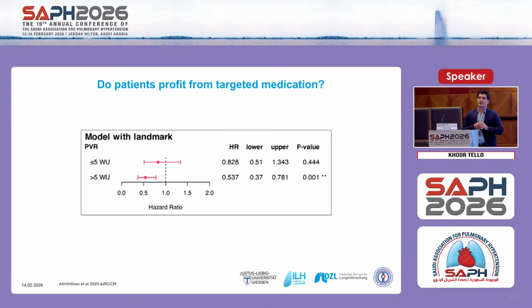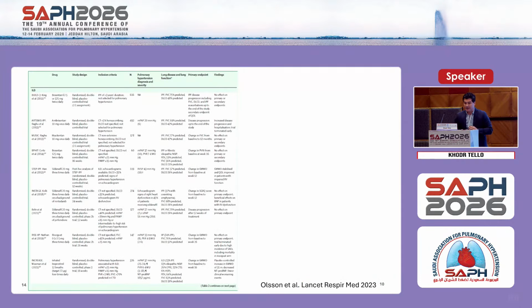We did a lot of analysis, landmark analysis, sensitivity analysis. We excluded immortal time bias. And so the finding of this study was that when they start medication at PVR higher than 5 Wood units, this is something which perhaps might help, but perhaps. This is not the gold standard of studies, this is retrospective.